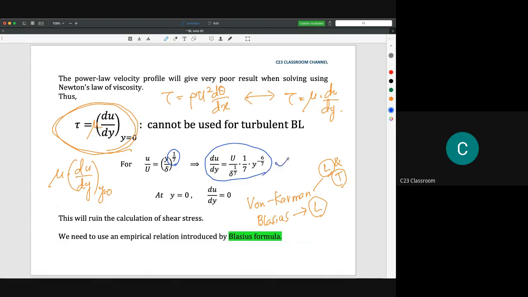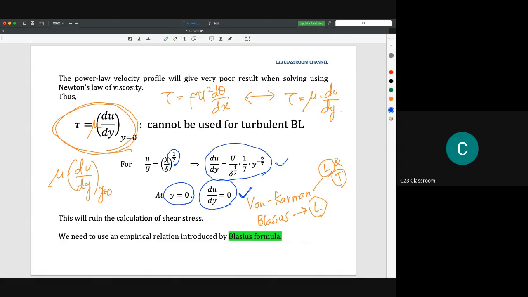Okay, that's okay. The mathematics is correct. But if we substitute the value of y equal to 0, we get du/dy equal to 0. Yes, the mathematics is correct. But the problem is this mathematical answer is not reflecting the real situation. It's not that the mathematics is not correct. The mathematics is correct, but it cannot be used because in logic, the value of tau must exist.